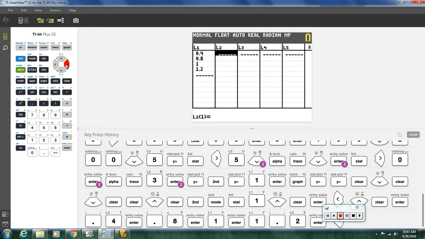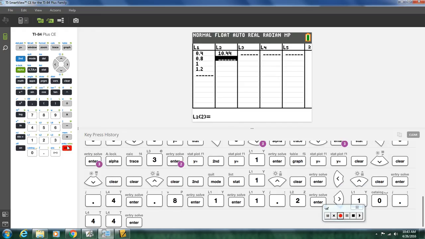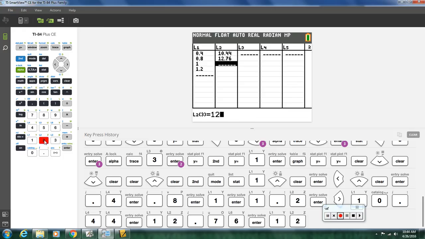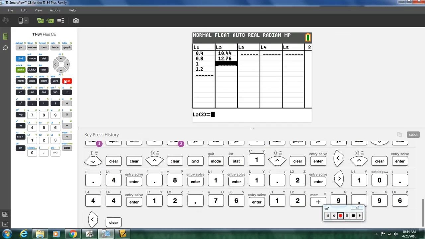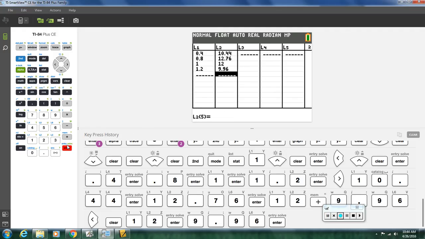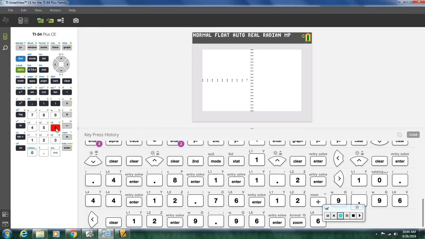Alright, so let's go back to L2. So 10.44, 12.76, 12, and 9.96. 9.96. There we go. Before I do anything, I'm going to go zoom 6 just to put me on that standard window.